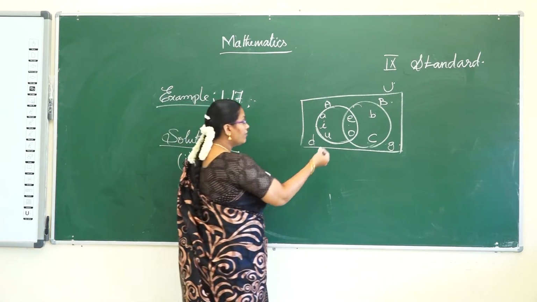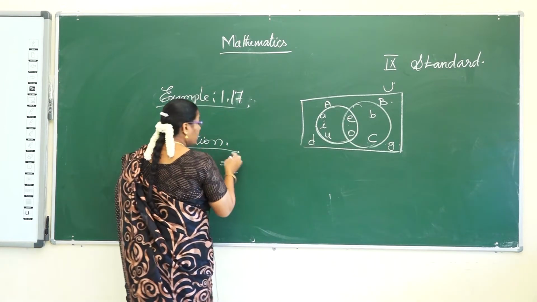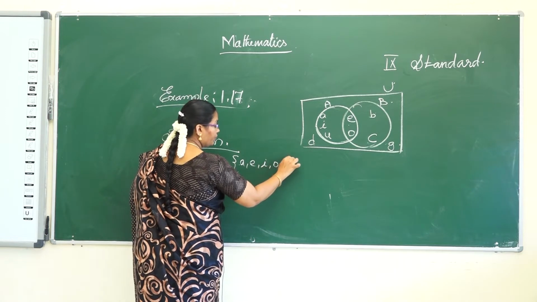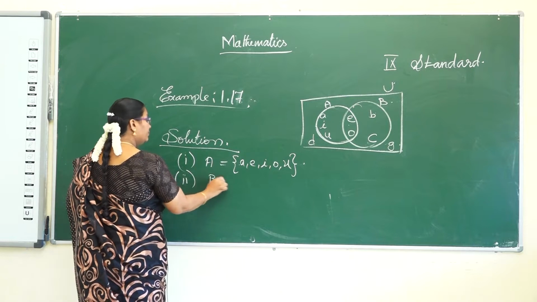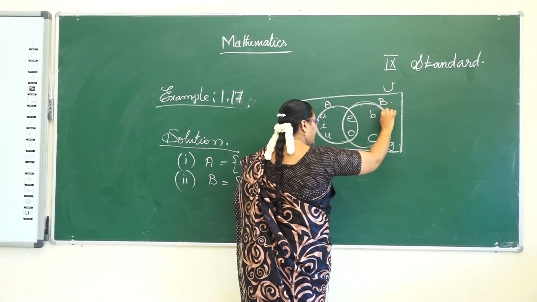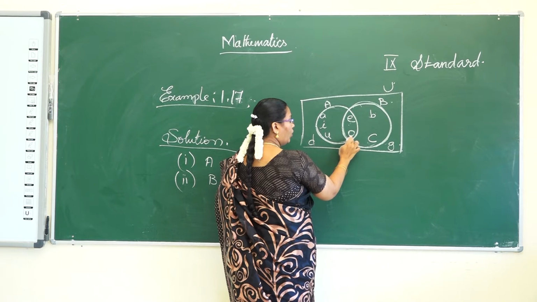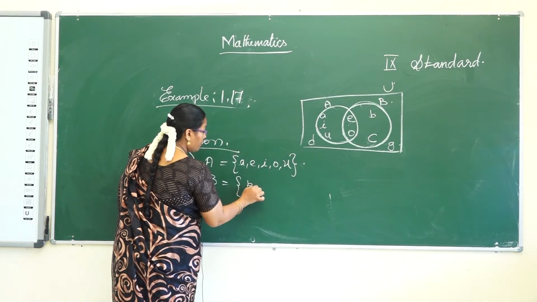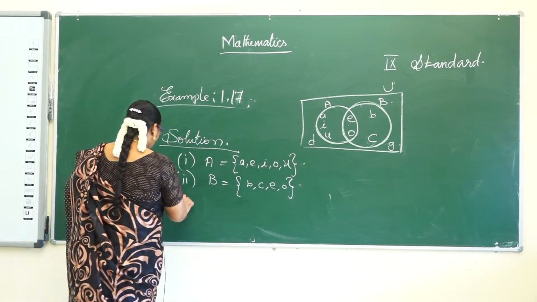Okay, so what are the elements in set A? The elements are A, E, I, O, U. Okay, and then the second one, B. What are the elements in set B? So we have considered the set B as this one. Okay, so E, O, B, C. So the elements are B, C, E, O.